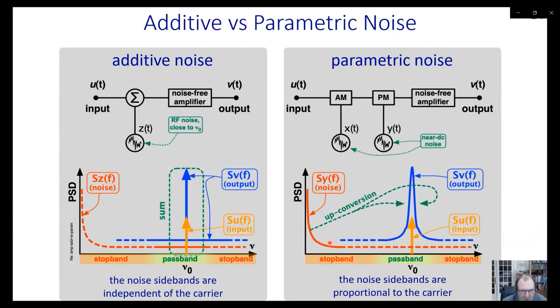The parametric noise is something totally different. So we have real modulation, phase modulation or amplitude modulation inside of the device, and this modulation is powered by some noise process inside. So what we have is an up conversion of the near DC process. So the sidebands, the noise sidebands, are proportional to the carrier. And in this model, it is clear that the modulation depth, in the language of radio engineering, is independent of the carrier power, at least within a linear region.